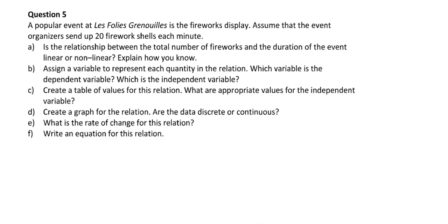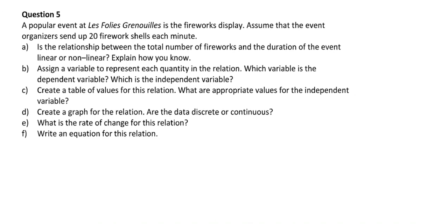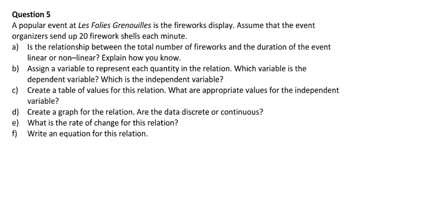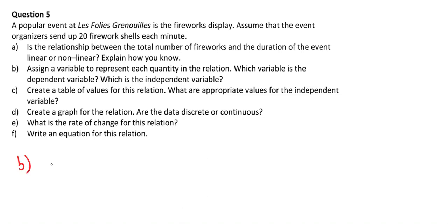Okay, so in B, it says assign a variable to represent each quantity in the relation. Which variable is the dependent and independent? So really, let's make an equation. Let's do that first. We've kind of got that last, but I think it'll be better to do it first here. So in this case, let's say that the number of fireworks that were actually fired off, let's call that F. So we'll say F is equal to, F being the total number of fireworks that'll be fired off.